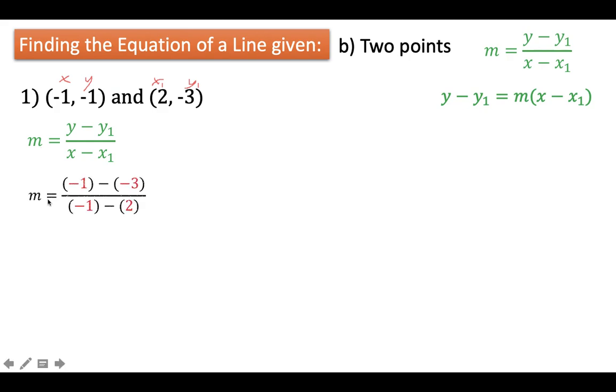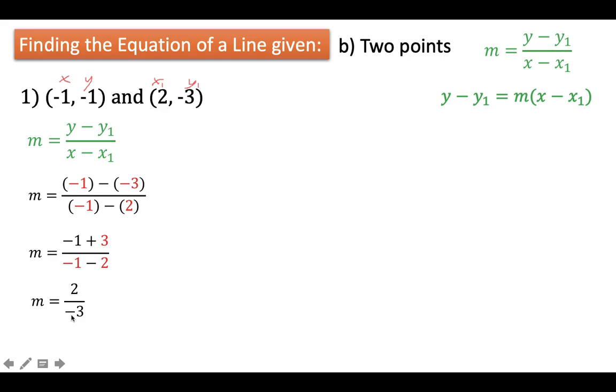So let's start substituting the values. So y here is -1, then y sub 1 is -3. So our x is -1 and our x sub 1 is +2. Then simplify, negative, change the sign of the subtrahend, then proceed to addition. So that is -1 plus 3. Then below, -1 minus 2. So simplify them, -1 plus 3 is +2, -1 minus 2 is -3.